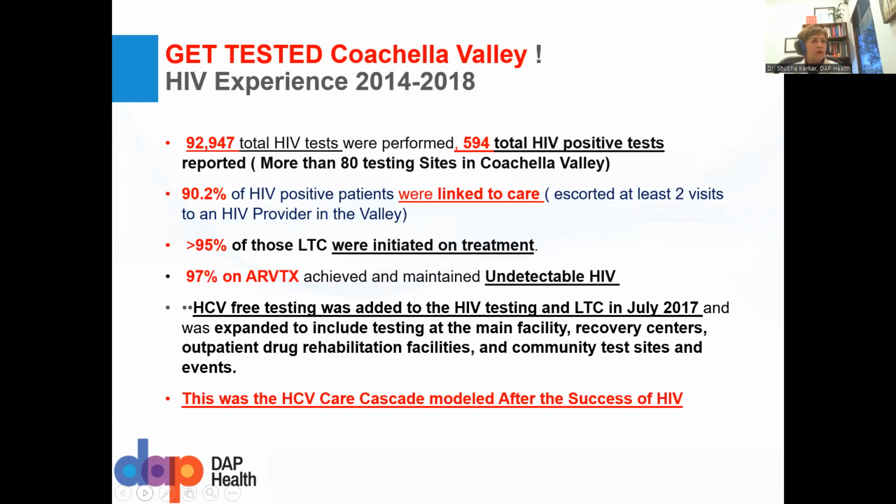So the success of this is where we tried to model the hep C care cascade. In the 5 years, 92,000 total HIV tests were performed, and approximately 590 patients who were HIV positive were linked to care. Nearly 95% of those linked to care were initiated on treatment, and 97% of them achieved undetectable viral load. So the question was whether we could reproduce the same type of success in hepatitis C, in which case in July of 2017, we added free testing of hepatitis C to this project. Next slide.